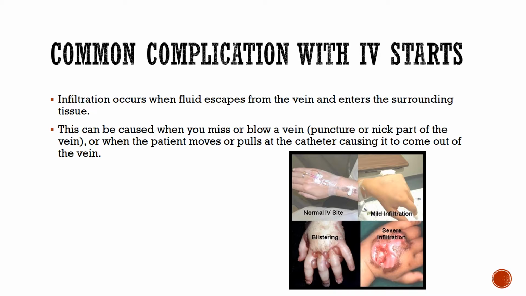Infiltration occurs when fluid escapes from the vein and enters the surrounding tissue. This can be caused when you miss or blow a vein, meaning you puncture or nick part of the vein, or when the patient moves or pulls at the catheter, causing it to come out of the vein. As you can see, there are examples of a normal IV site, one with a mild infiltration, one with blistering, and one with severe infiltration.